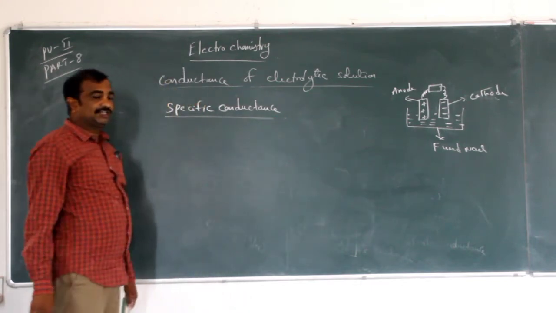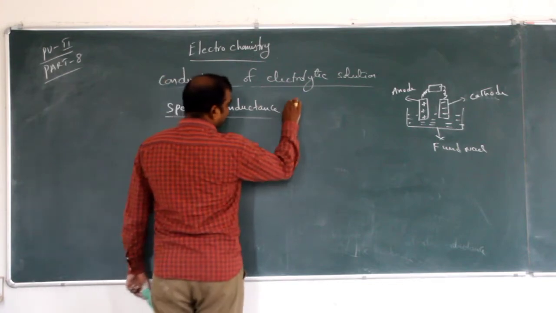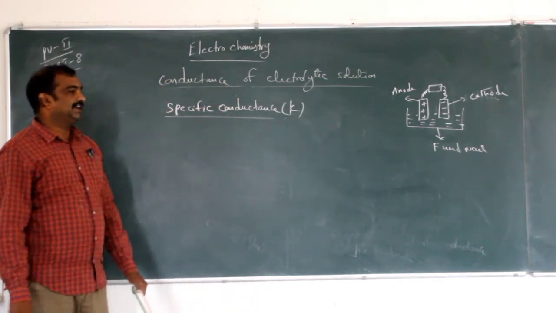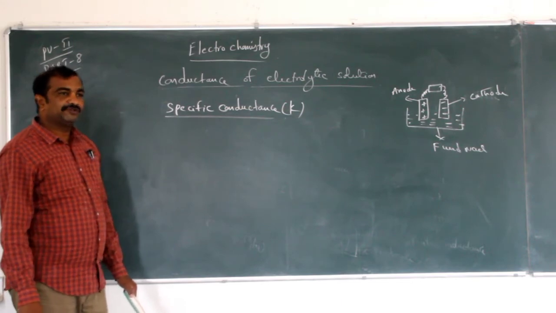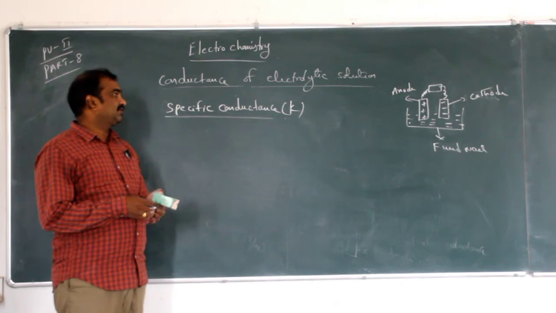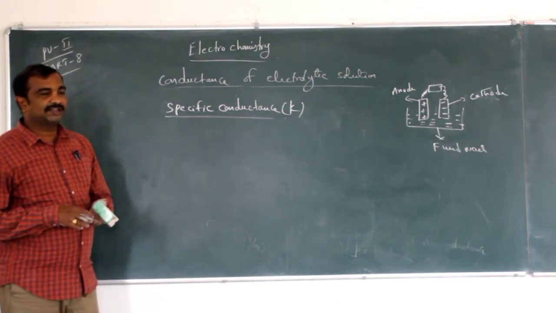Specific conductance is indicated by kappa, K, like this. How can you define the specific conductance, and what are the units of this specific conductance? We are going to discuss that right now.